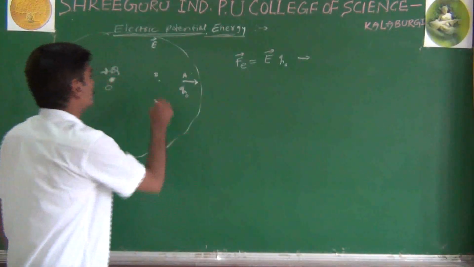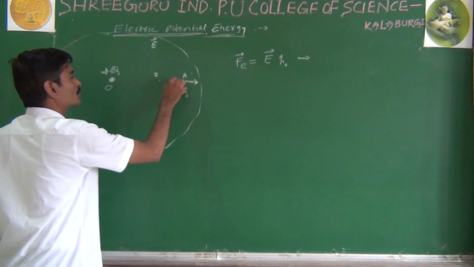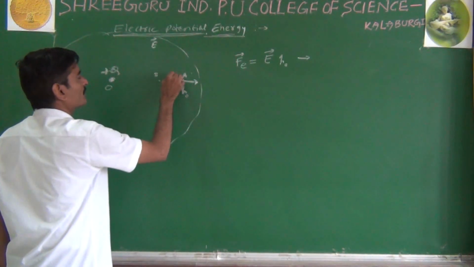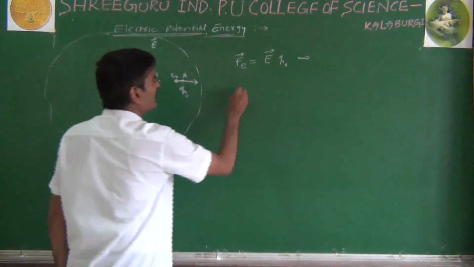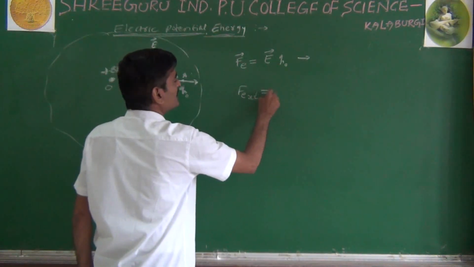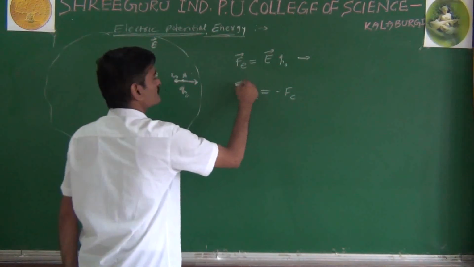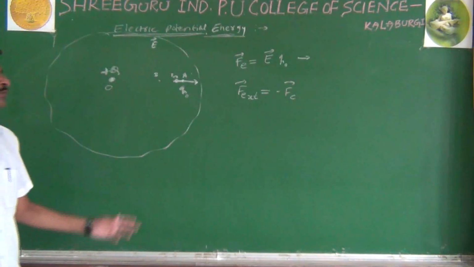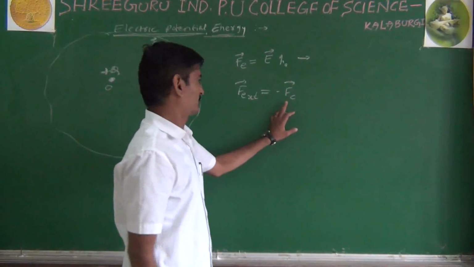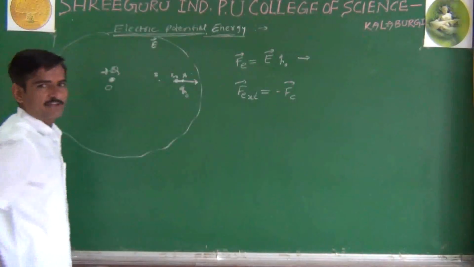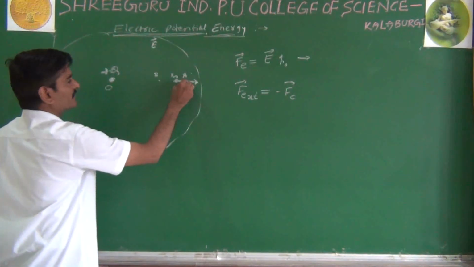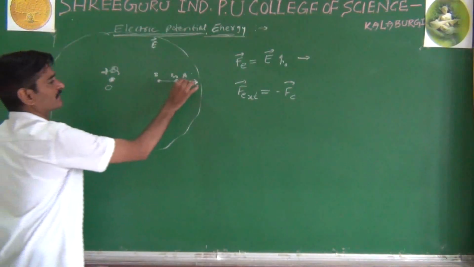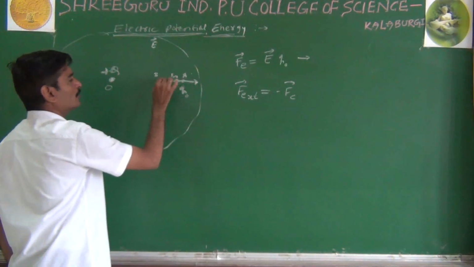But if we want the test charge to move towards the source charge, then we have to apply an external force. That external force is equal and opposite to the electrostatic force. And when an external force is applied, work is done in moving the charge from A to B.